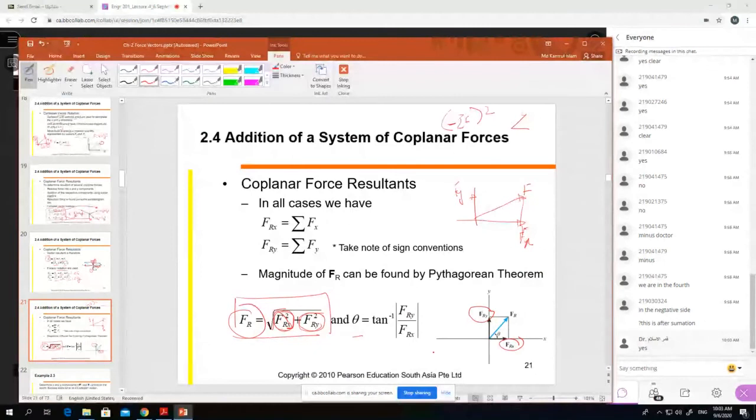And theta, if it is the theta, then tan theta equals Fry divided by Frx. These two are very important formulas: the resultant force and the angle are very important formulas.